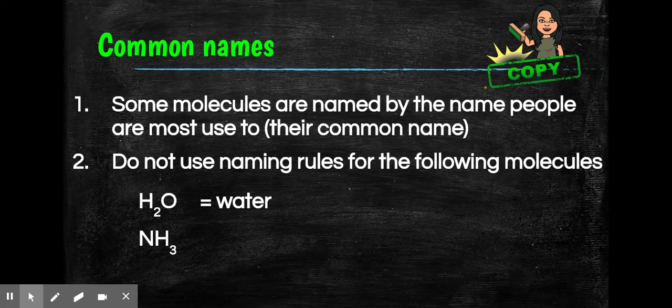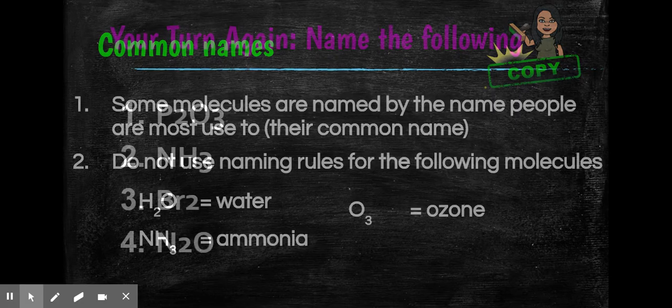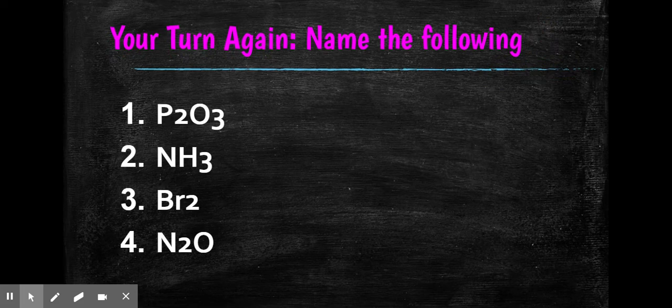NH3 you may not know, but this is ammonia. It is such a common substance that we just call it by its name, ammonia. So this one you're definitely going to have to memorize. Another one, O3. So O2 is oxygen. If you took earth science, you know that O3 is way up in the upper atmosphere in the stratosphere. It is ozone, part of the ozone layer. So when you name those, just name them by those names. Okay, you're going to take a minute and name those. Watch out for common names.